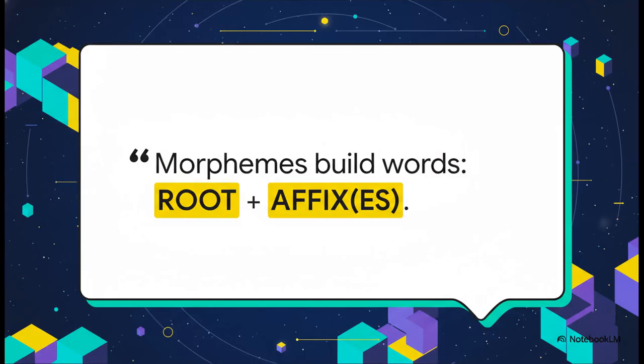When it comes right down to it, it's all about this simple, powerful formula. Complex words are built from a core root, which carries the main meaning, plus one or more affixes that change it grammatically or create a new word. So the next time you see a really long word, don't just see a jumble of letters. See the blocks, see the morphemes at work. What other words can you break apart now?